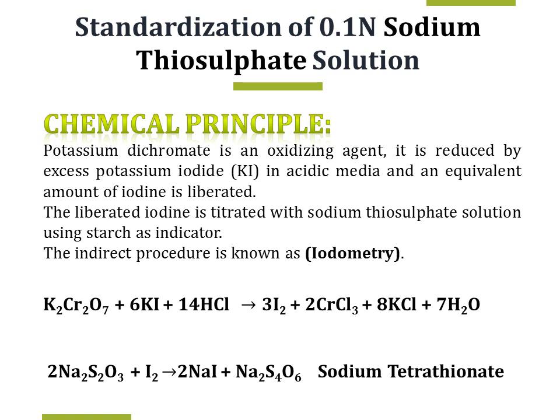Chemical principle for the standardization of sodium thiosulfate solution. Potassium dichromate is an oxidizing agent. It's reduced by excess potassium iodide in acidic media, and an equivalent amount of iodine is liberated. The liberated iodine is titrated with sodium thiosulfate solution using starch as indicator. The indirect procedure is known as iodometry.